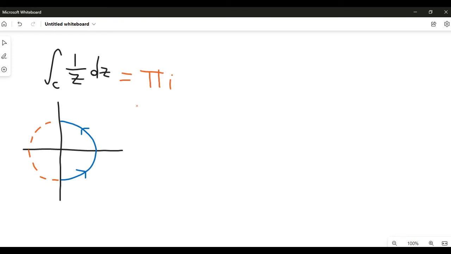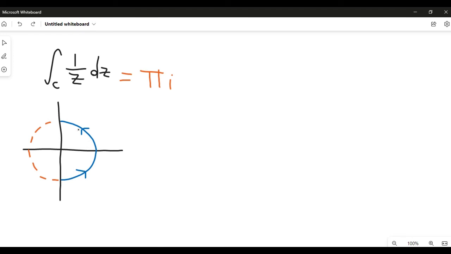And this is basically 1/2 of the proof of a very important theorem in complex variables, which is that if you integrate 1 over z around this entire circle, regardless of where you start, the result is 2 pi I. And that's a very important result in complex variables. So here we're just working with this semicircle.